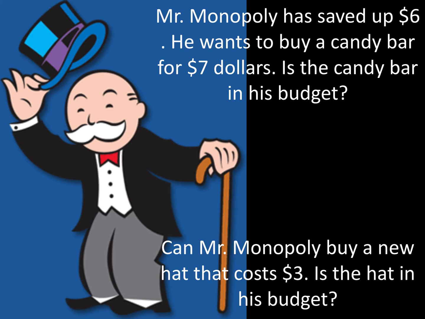So Mr. Monopoly has saved up $6. That means he has only $6 in his pocket. He wants to buy a candy bar for $7. Must be a really, really good candy bar. Is the candy bar in his budget? The answer would be no. He cannot buy the candy bar. He only has $6. A $7 item is not in his budget.